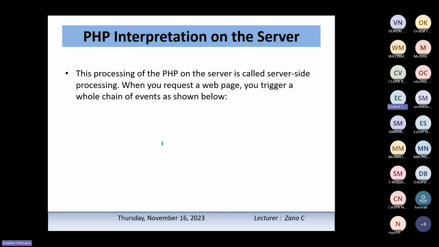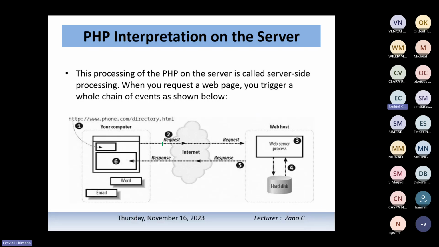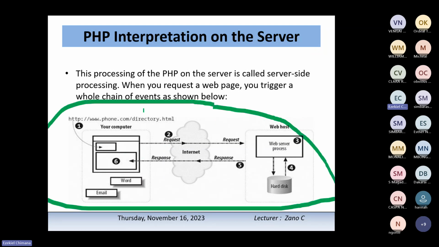So PHP interpretation on the server side, how does it work? This processing of the PHP on the server side is called server-side processing. When you request a web page, you trigger a whole chain of events as shown below. Just like what I was doing when I was looking into the WAMP server. When I typed in WAMP server, this is the process that happened.